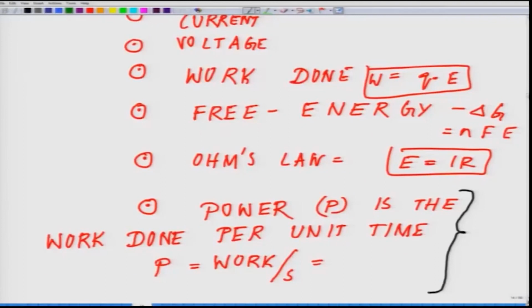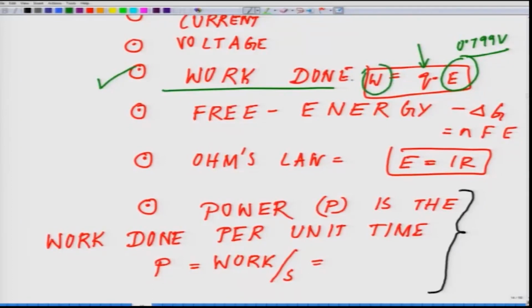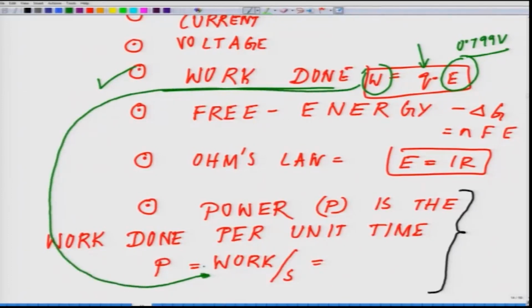Here it is, work done, you remember? So now if you know the E, which is in volts, say for example 0.799 volt, and if you know the charge on the electron and how many electrons are moving, then you can calculate the work done. So see, all these basic formulae are coming back into place. Now if you know the work done, then from the work done you can calculate the power. So work done per second, that will give you the power of the cell.